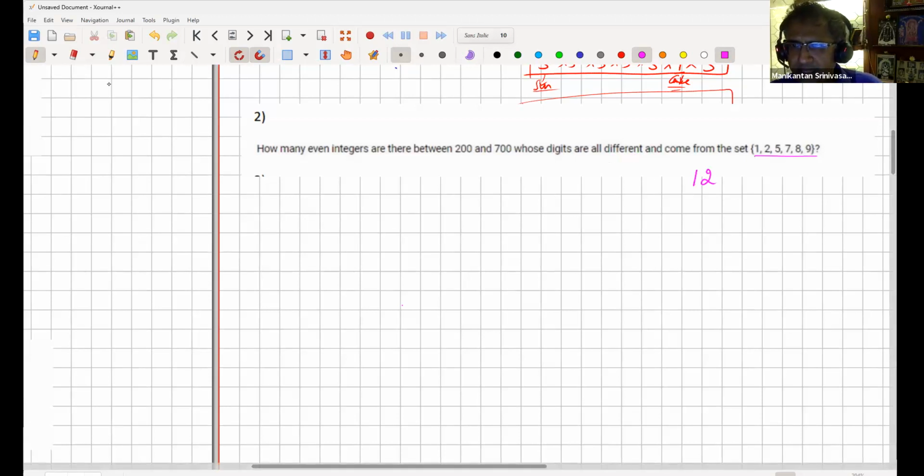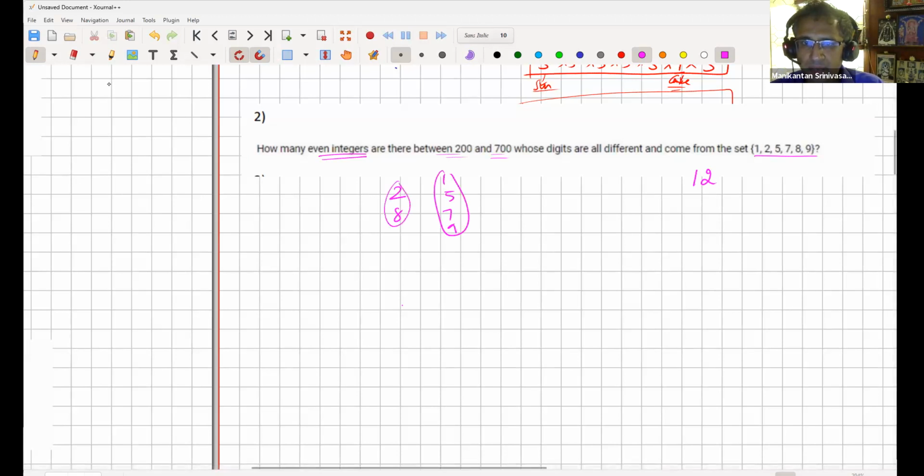1, 2, 5, 7, 8, 9. Okay. How many even integers between 200 and 700, with all digits being different. All right. So which are the even digits, guys? 2 and 8 are the only even digits. 1, 5, 7, 9 are the odd integers, right?